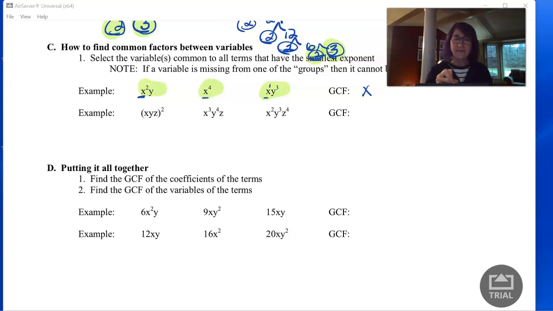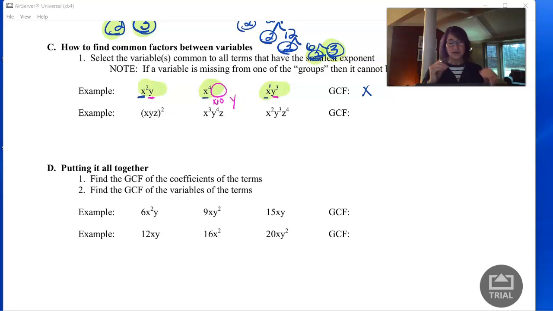Then when I look at my y's, I've got a y, but right here, no y. So that means I cannot have a y in my greatest common factor. So my GCF is simply x. All right, so let's look at the next one.